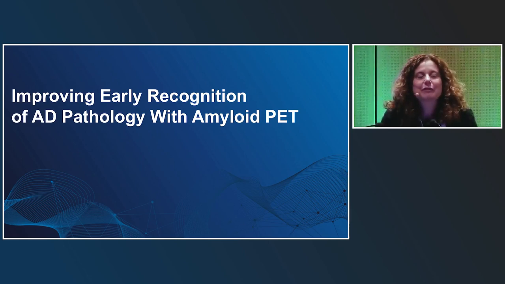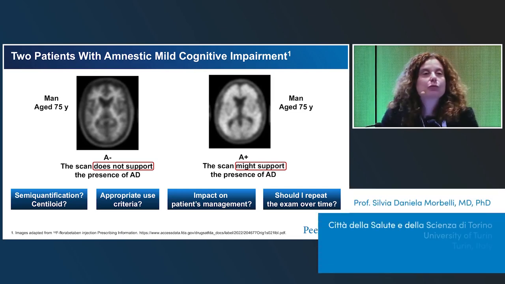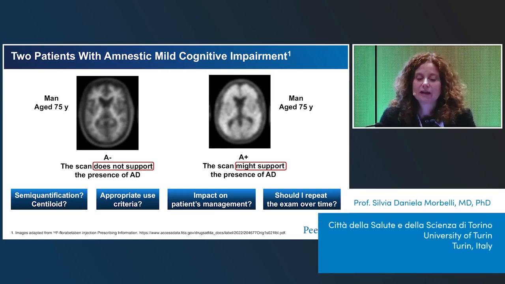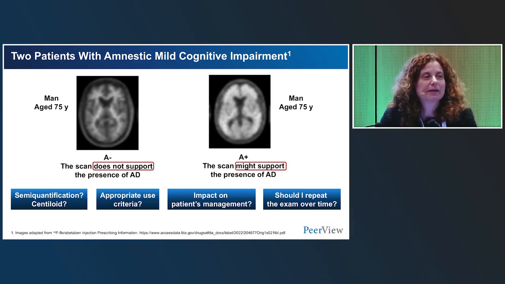Good afternoon, everyone. Let's move to the added value of amyloid PET. I would like to start with two very simple images and very few demographic and clinical details about these two patients. These are two patients with amnestic MCI. Both of them are 75 years old. One of them is amyloid negative, the other one is amyloid positive.